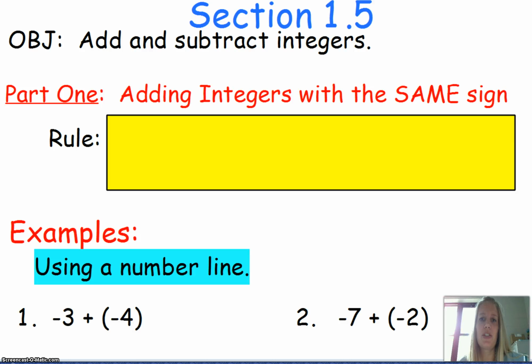Hi everyone, today we're going to do section 1.5, which should be very much of a review. It's adding and subtracting integers, so they're putting two together into one lesson. For part one, you're going to write down part one. There are 4 parts in this lesson.